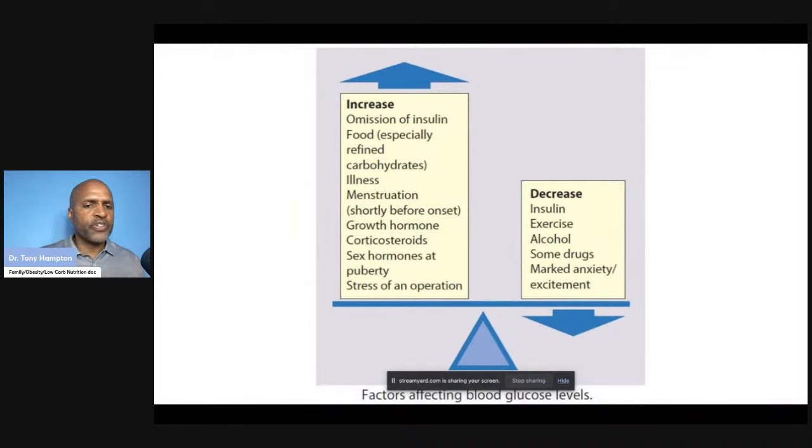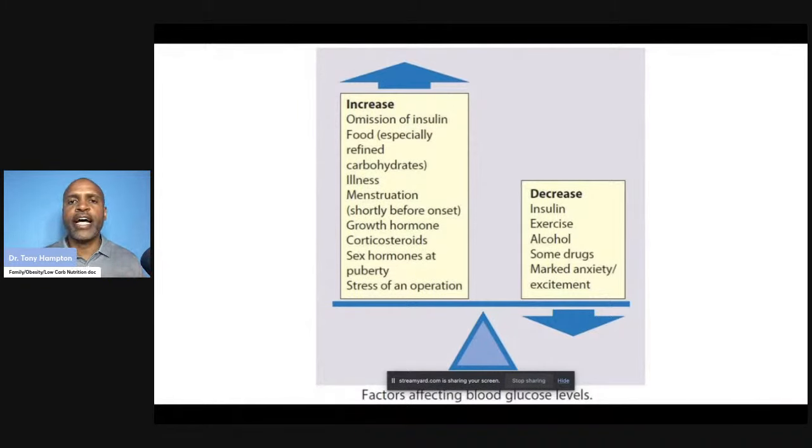You need to be aware if you're ill, you're having your cycle if you're a female, have hormone issues, stress, all of these things will affect your numbers. And then, of course, when it comes to decreasing numbers, maybe you're taking too much insulin because you didn't predict that number well, you're exercising, you're consuming alcohol. There's something called reactive hypoglycemia from alcohol, certain drugs, anxiety, whatever. All of these are factors.